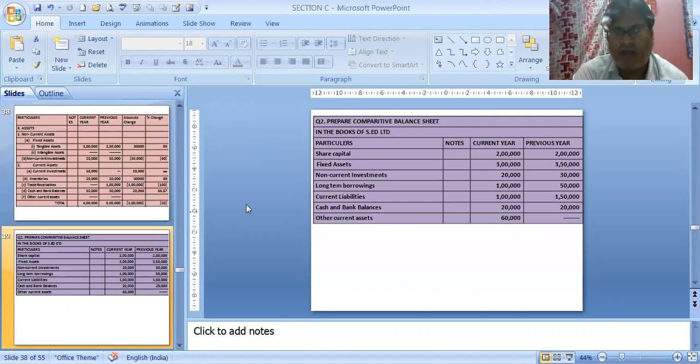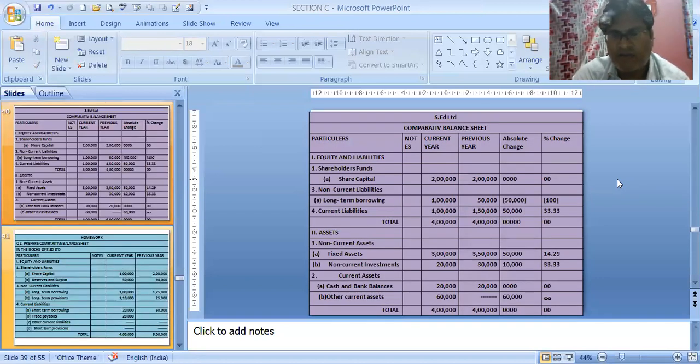Now, dear students, we have another type of sum. In this, the data is given but not in order. Share capital, then fixed asset, then non-current investment, then long-term borrowing, then current liabilities, then cash and bank balance, then other current assets. It's not given in order. So first of all, you have to arrange it in balance sheet order. If not given, you have to arrange it in the Schedule 3 format.